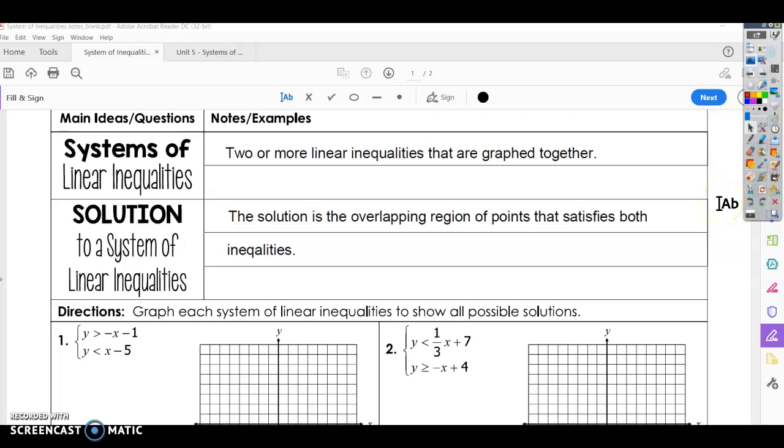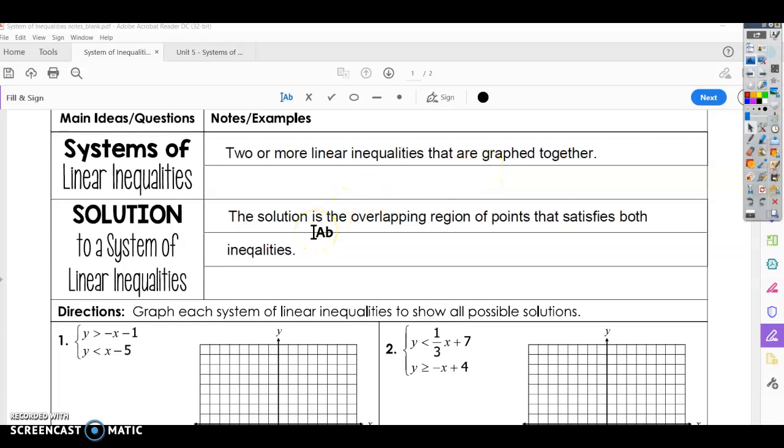A system of linear inequalities. Remember, just like a system of equations, a system has two or more. So a system of linear inequalities is two or more linear inequalities. For the purposes of Math 1, it's just going to be two inequalities most of the time. And they're going to be graphed together.